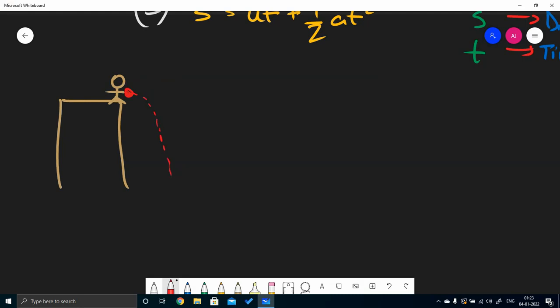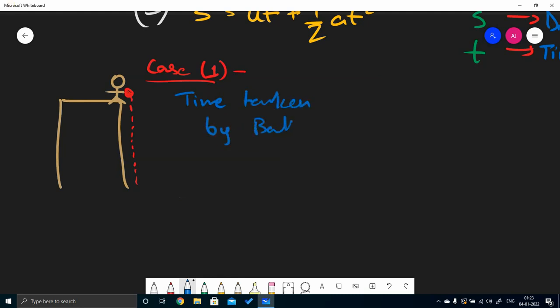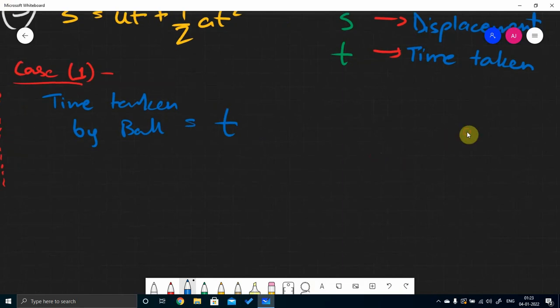Alright, there's no projectile, don't get scared. If you don't want to see that, let's say I just leave it, and it directly just falls down. Let's say this is our case 1. So in case 1, let the time taken by the ball be equal to t. Then we will move on to case 2.